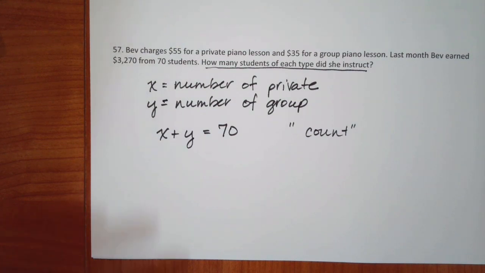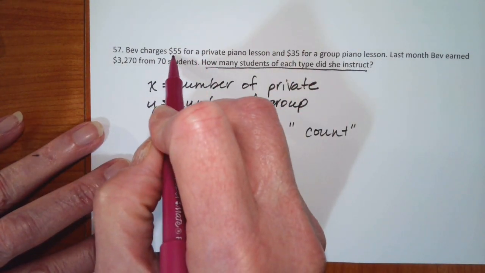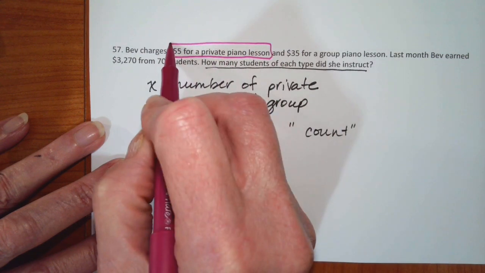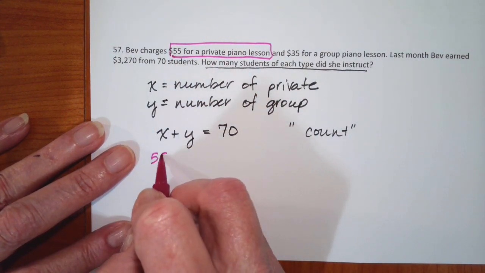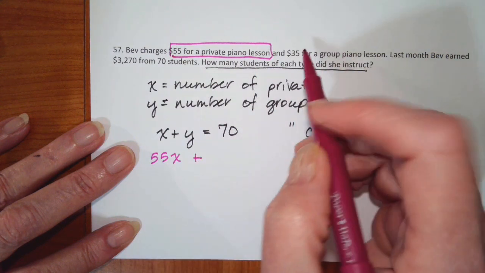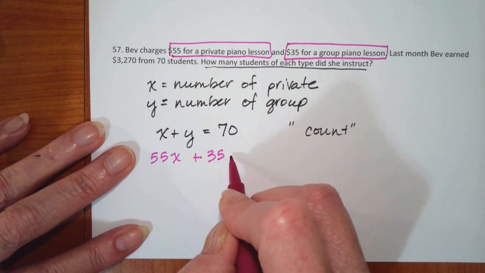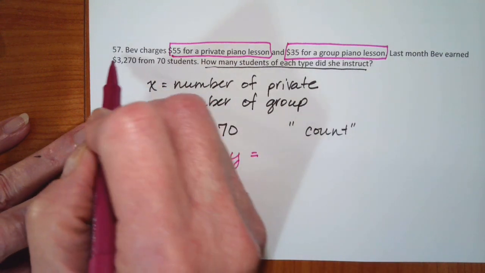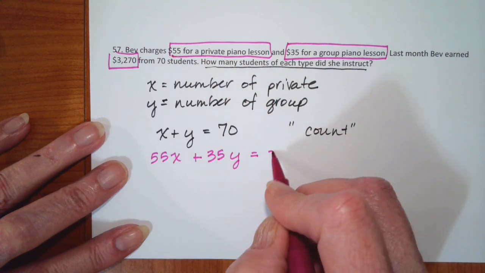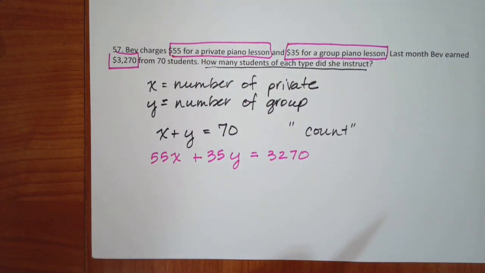Now your amount equation is where the money comes in. So for each private piano lesson, it was 55. So 55 times x plus $35 times y is 3,270. So this is all set up for elimination. I've got my x's, I've got my y's, I've got my constants.